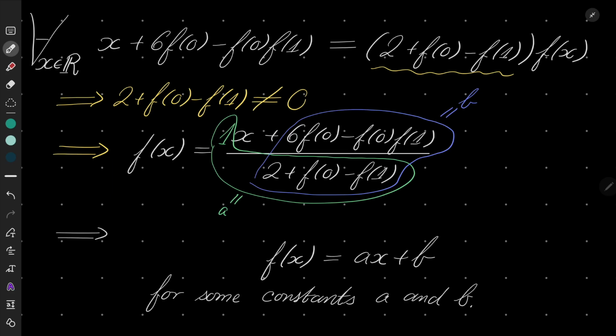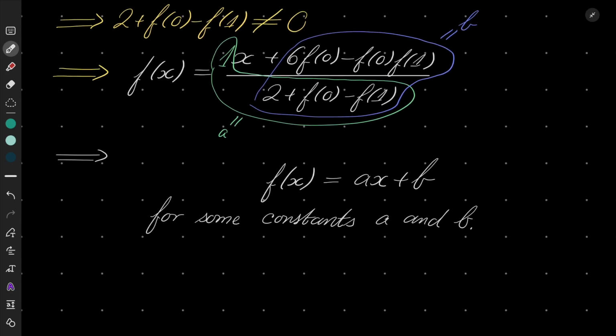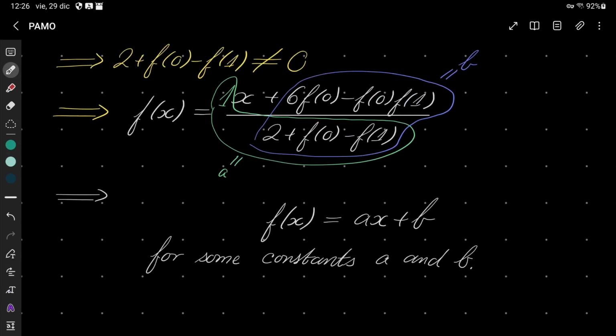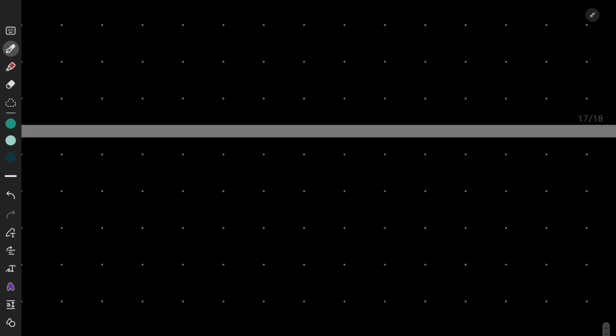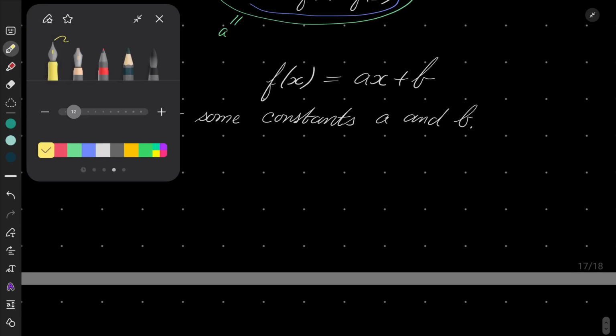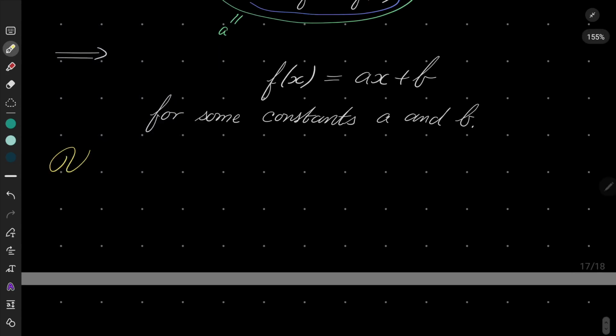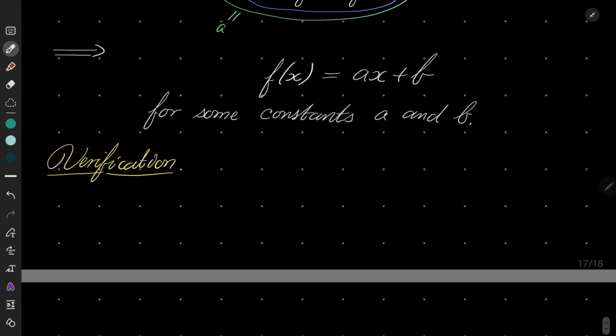Okay, so now we know pretty much almost everything about our function. We know that it is affine. And now, as I said, we must do verification, to see which constants a and b will work. So let's add another page. Very well. Verification. So let's take again our equation.